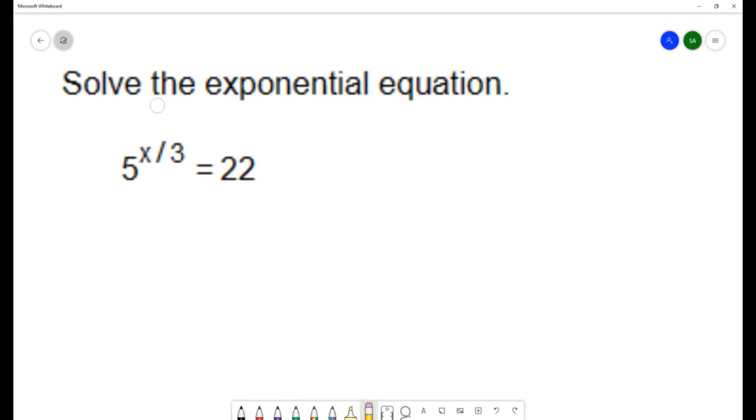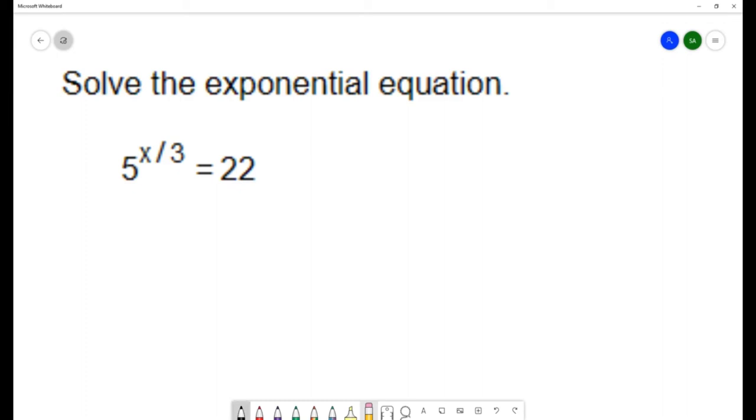On this question, we want to solve the exponential equation 5 to the x over 3 equals 22. We have a few different methods for solving exponential equations. The easiest method is to make the bases the same, which we're not able to do in this example. So we're going to have to use our other methods, the ones that work all the time on these exponential equations. We can either convert to a log, or we can take the log of both sides. Let's do both of them.